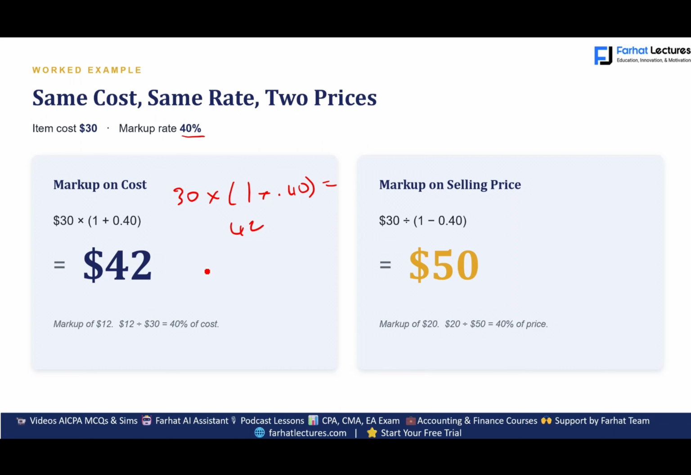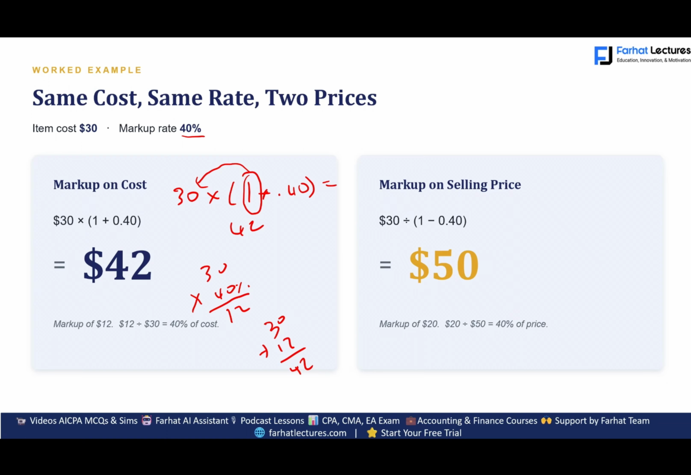Now the other way you can do it, you can take $30 times 40%, which gives you $12. You will take 30 plus 12, which gives you 42. Basically the same thing. The reason is you have the 1 plus 0.4. The 1 is to keep the $30 in the computation. So this way you don't have to go through two steps. So this is the markup on cost, 40%.